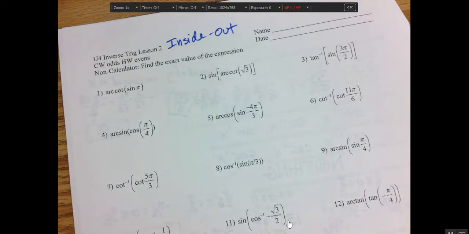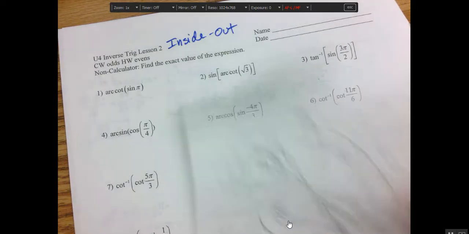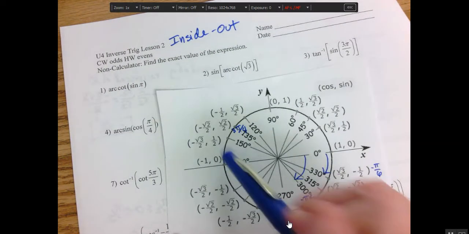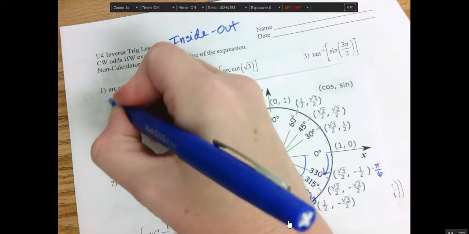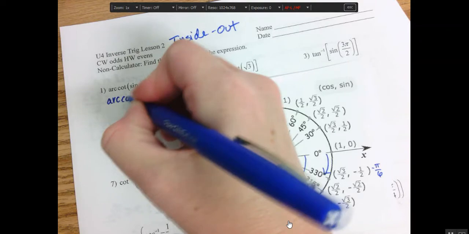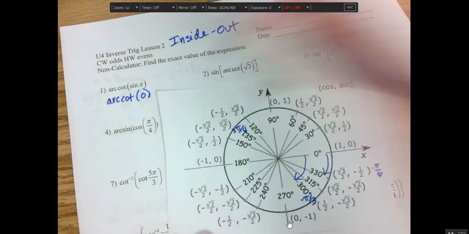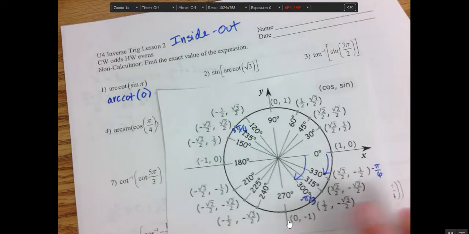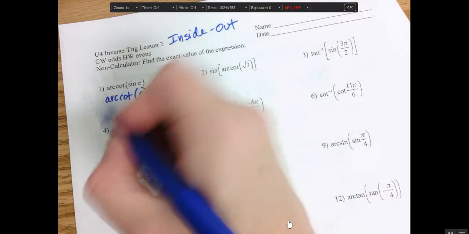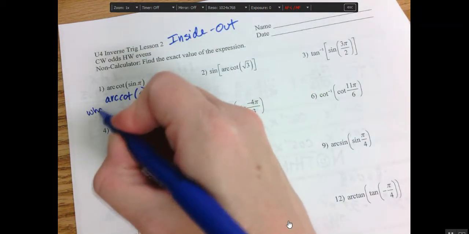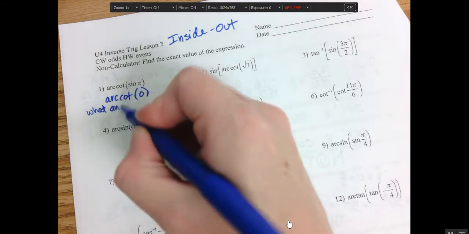What is the sine of pi? Start on the inside. Yep, sine of pi is 0. It's right here. So this becomes 0. So it's arc cotangent, 0. Then you're thinking, what angle has a cotangent of 0?